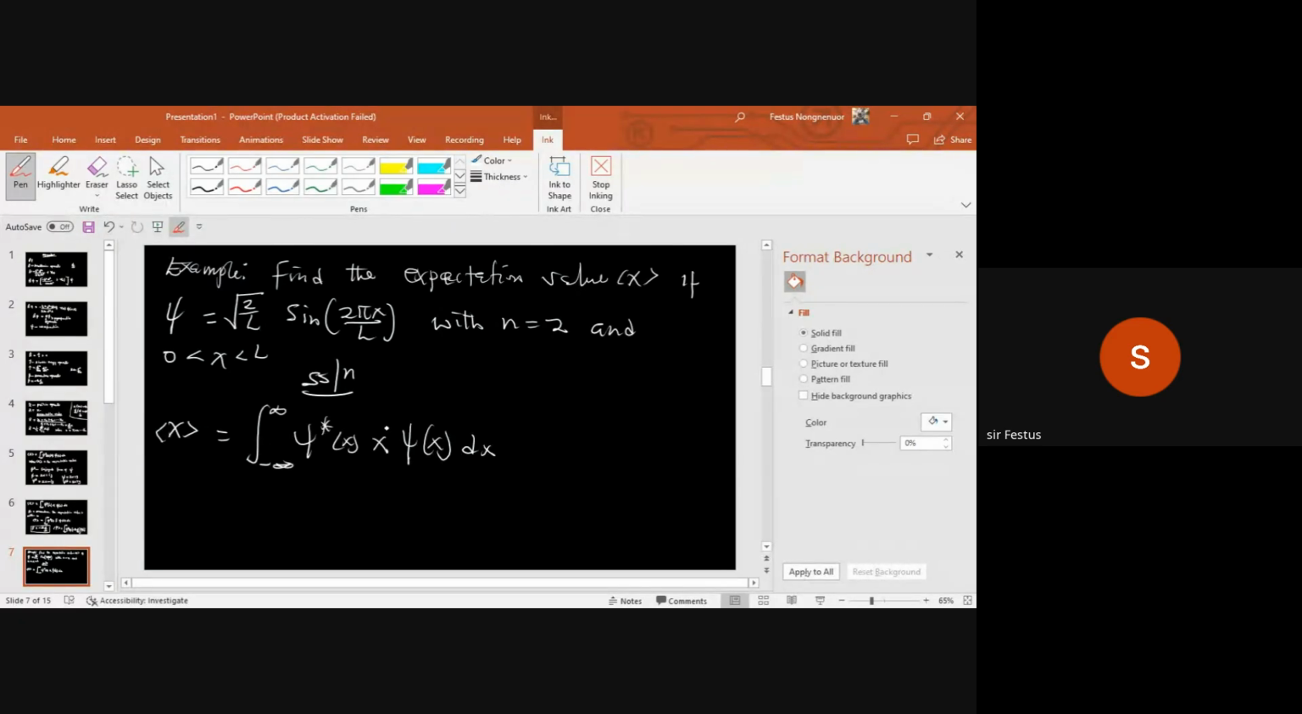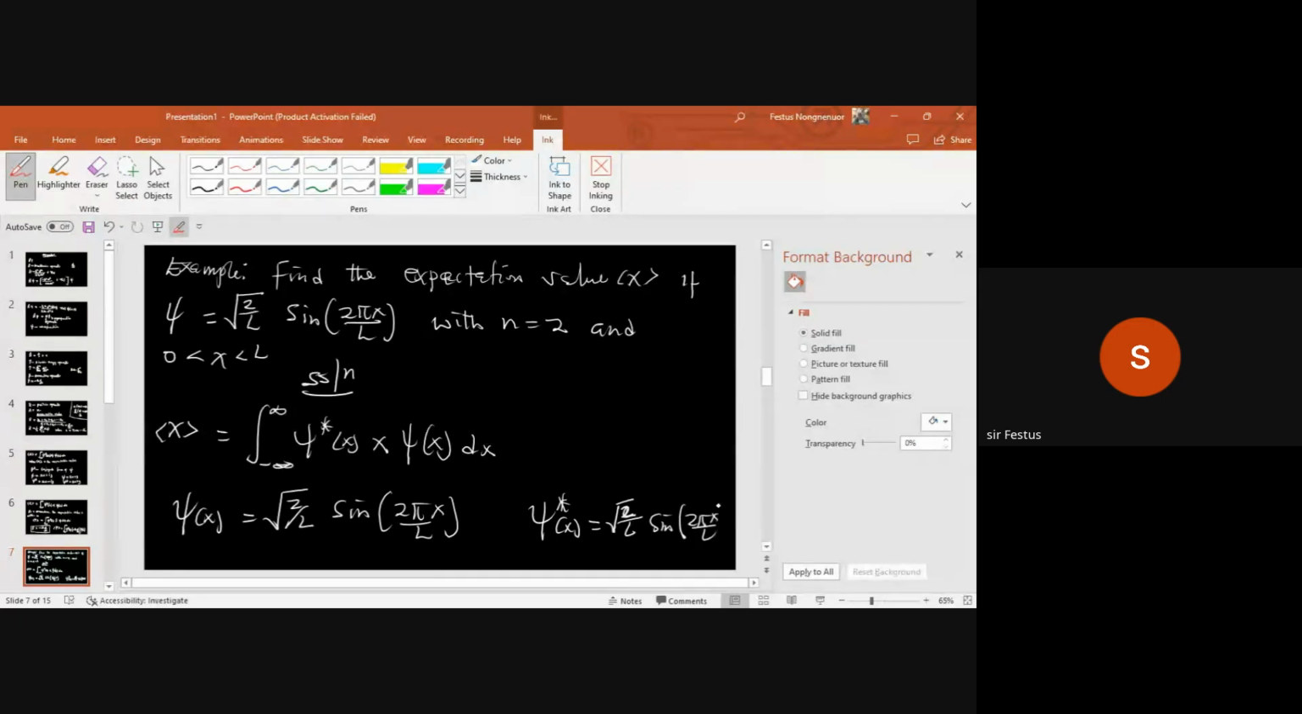Now your second thing is that you will define your conjugate. So psi is given as this. Your psi of x is defined as square root of 2 on L sine 2 pi x over L. Then what would be the conjugate of psi of x? Since this is a real expression, it will still be the same thing. You are not going to change anything. So this will still be square root of 2 on L, then sine in bracket 2 pi x over L.